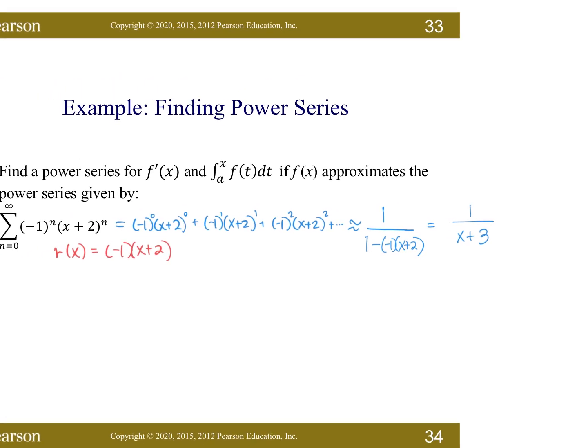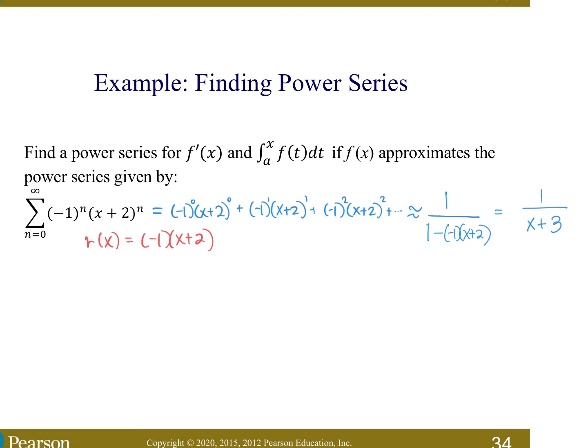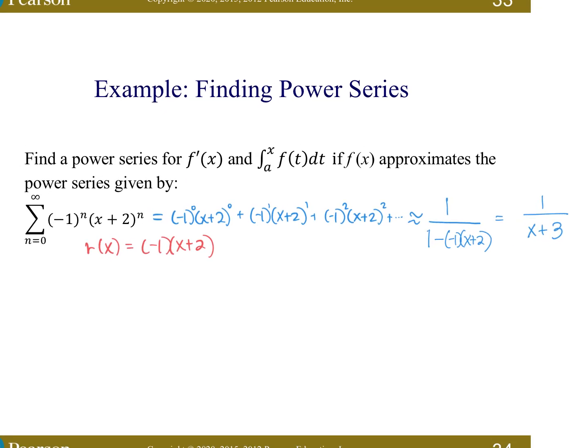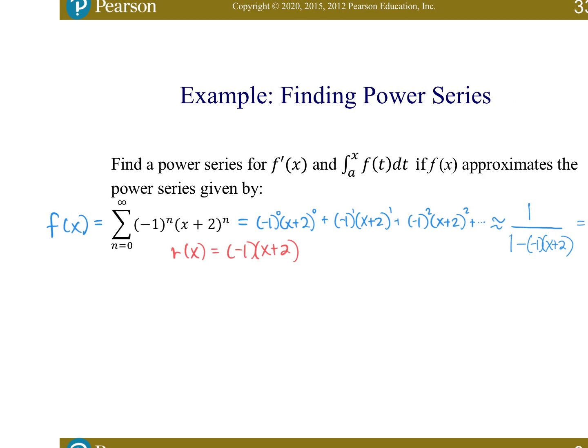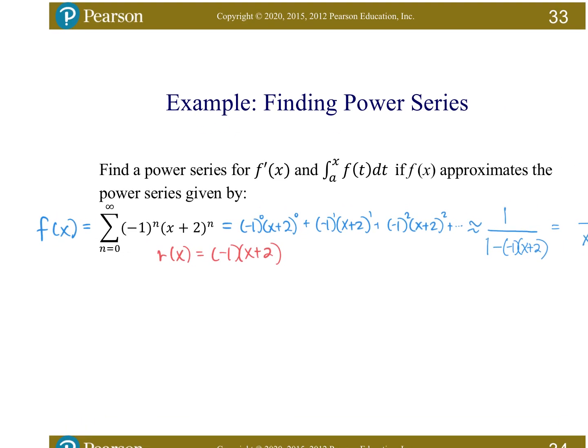All right, so that is the original power series. Now, this is what we're calling our f of x. From that, we should be able to find both an f prime and an antiderivative. So let's just find our f prime first. Our f prime is going to be all the derivatives here.